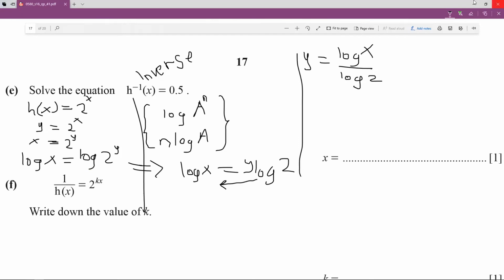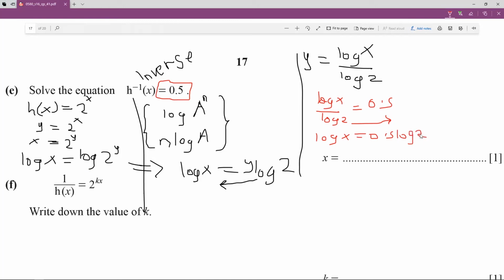But remember, according to this question, you're supposed to equate your inverse to 0.5. Okay, so I'll simply take my inverse, which is this. Okay, and then I equate it to 0.5. Now remember, we need to solve it, so that means we have to end up with x as the subject of the equation. So my log 2 will cross to the other side. So now that on the left side log 2 was divided, on the other side it's multiplied. So I'll end up with 0.5 log 2.